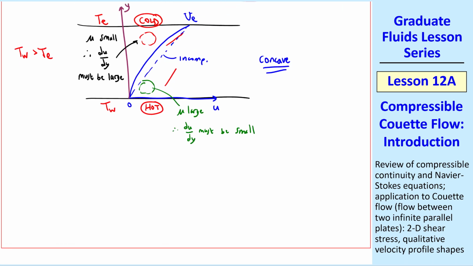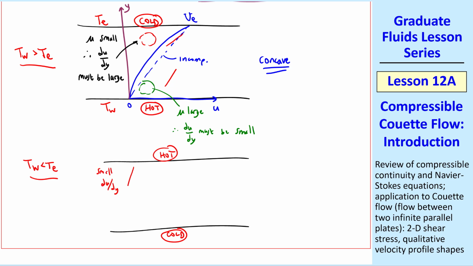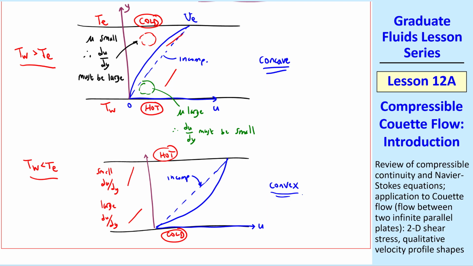If we have the opposite case, where Tw is less than Te instead of being greater than Te, we now have a cold lower wall and a hot upper wall. So everything's opposite in the sense that we expect a small du dy near the top, since mu is large, and a large du dy near the bottom, since mu is small. Thus our velocity profile will look something like this compared to the incompressible case. This profile shape is convex.